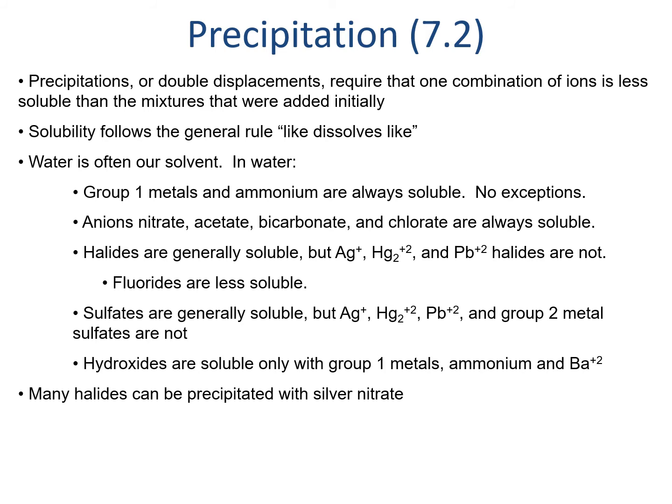So if we want to predict a precipitation reaction, we'll often have two salts, one with a group 1 metal or ammonium and a less soluble anion, and the other with a less soluble cation and an oxyanion. Since nitrates are always soluble, but silver salts rarely are, silver nitrate is commonly used as a precipitate for most anions.